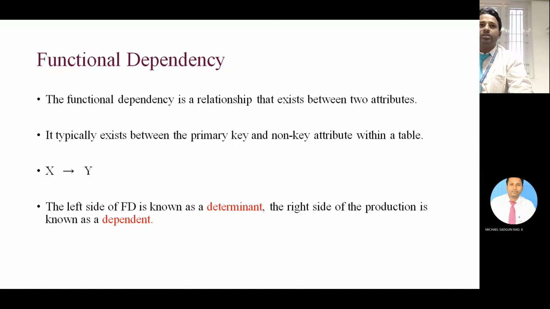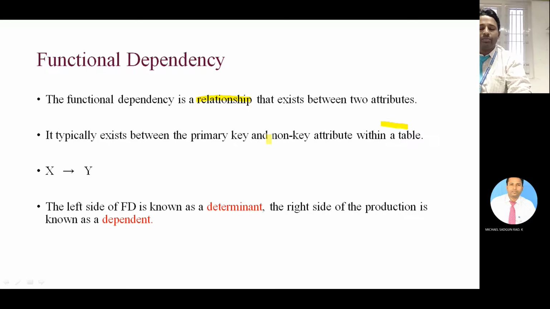Okay, so we have to find out the redundancy. If you find out the redundancy, then you can eliminate the redundancy. For that, you have to find out the redundancy. We use functional dependency. So first we should know what is this functional dependency. So functional dependency, it is a relationship between two attributes.